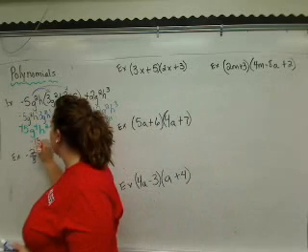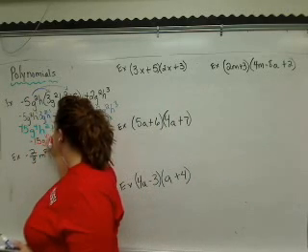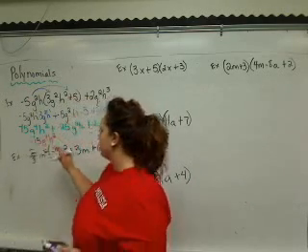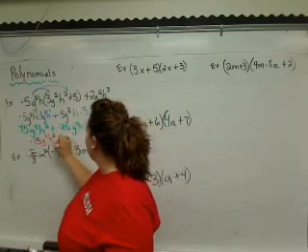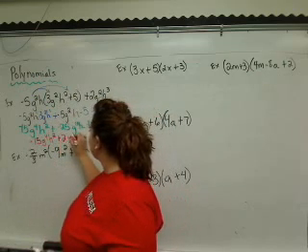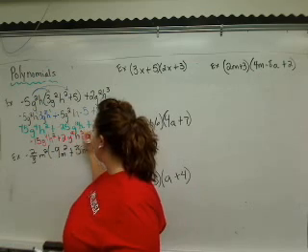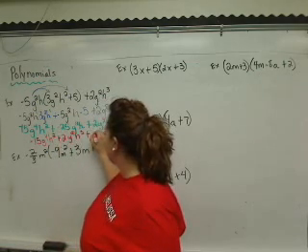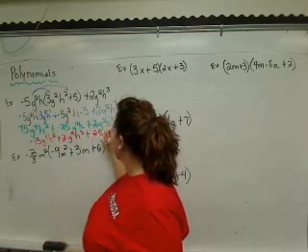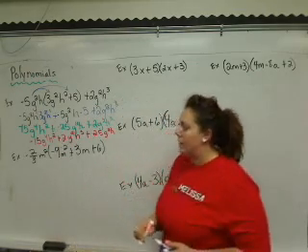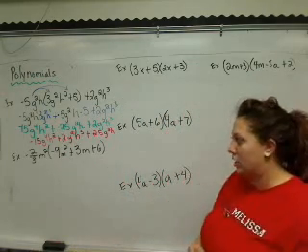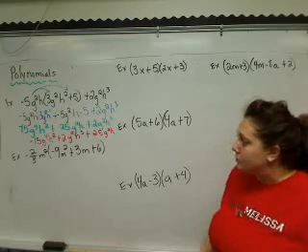Negative 15 g to the fourth h squared goes first because it has a degree of 6. Then this one needs to go second, plus 2g squared h to the third power, and then plus negative 25 g squared h, because it has the least degree.